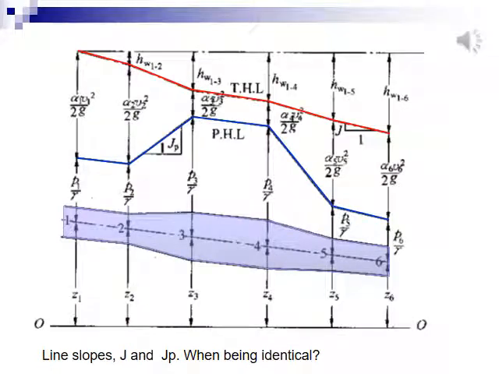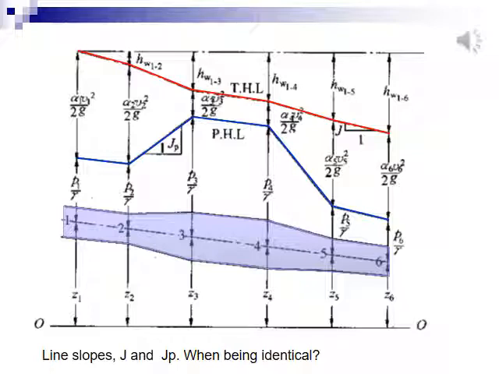This is an example of head line drawing. Line 1, 2, 3, 4, 5, 6 is the center line of the pipe. The blue zone is the flowing water. I hope you will study it carefully by yourself.